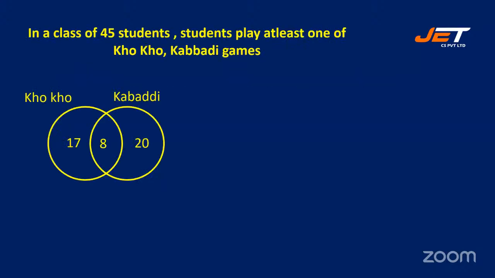Now let us answer some questions. In a class of 45 students, 20 plus 8, 28, plus 7 to the 14, 15, once again 17, 25, 35, 45. Yes, total is 45. In a class of 45 students, students who play at least one of kho-kho or kabaddi games.